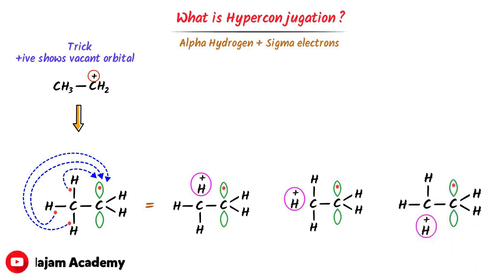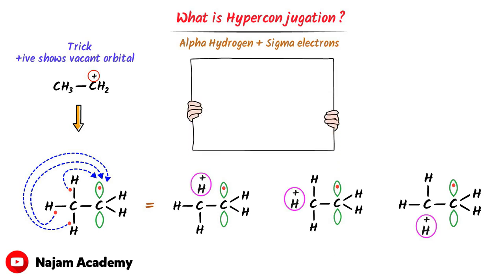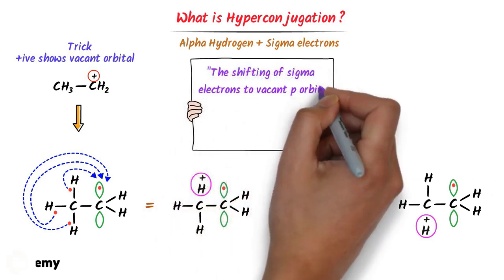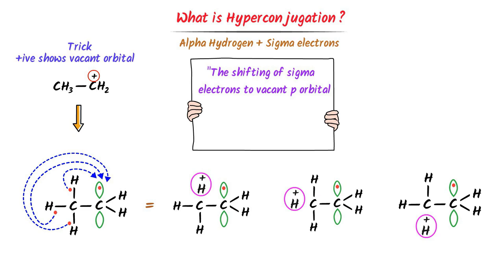Therefore, we define hyperconjugation as the shifting of sigma electrons to an adjacent half-filled or empty p orbital to increase stability, which is called the hyperconjugation effect. Let me repeat it. The shifting of sigma electrons to an adjacent half-filled or empty p orbital to increase stability is called hyperconjugation.